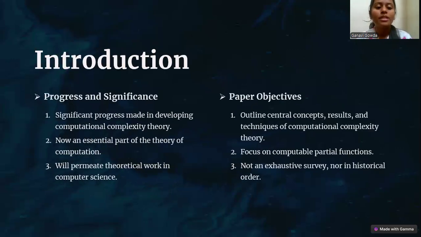Significant progress has been made in developing computational complexity theory. Now it is an essential part of the theory of computation. It will permeate the theoretical work in computer science. The objectives of this paper: it outlines the central concepts, results, and techniques of computational complexity theory. It mainly focuses on computable partial functions. It is not an exhaustive survey, nor in historical order.